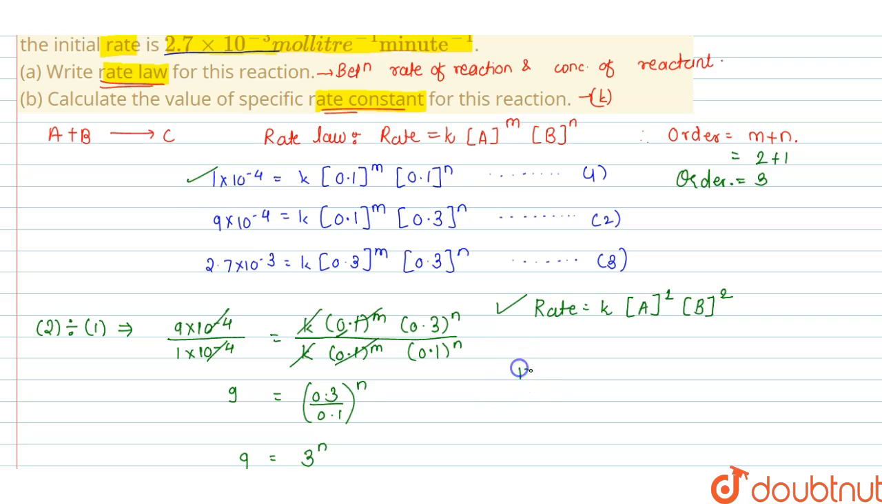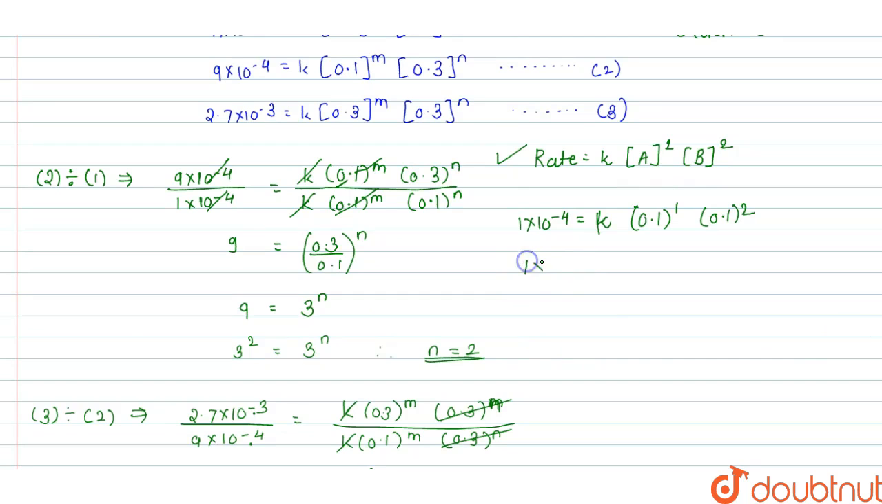So 1 into 10 to the power minus 4 is equal to K into 0.1 raised to 1, 0.1 raised to 2. Therefore 1 into 10 raised to power minus 4 is equal to K into 0.1 into 0.01. Therefore, K is equal to 1 into 10 raised to power minus 4 upon the value of 0.1 into 0.01, which is 1 into 10 to the power minus 3. Therefore, your rate constant K is equal to 0.1.